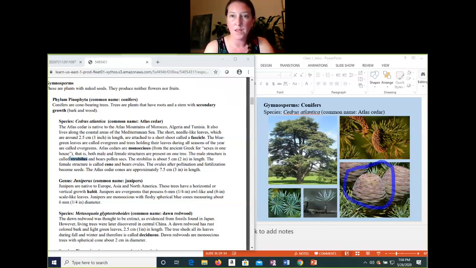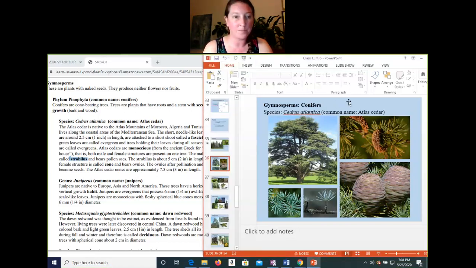Okay? So Atlas cedar, how do you tell it from other plants? It has cones that are female. It has a strobilus that is male, on the same plant because it's a monoecious plant species. They are evergreen trees, and sometimes they have a bluish kind of tinge to them.